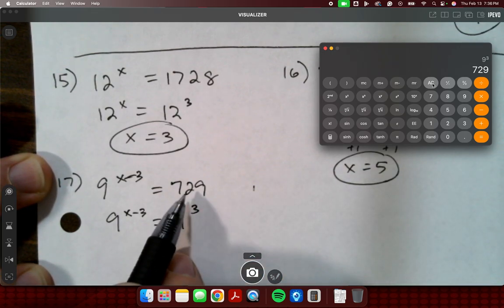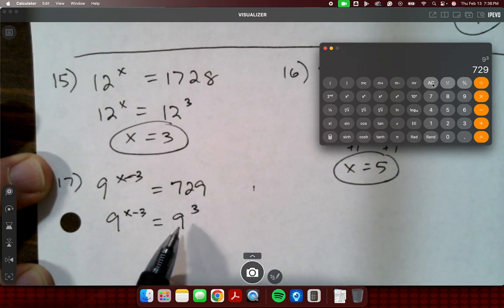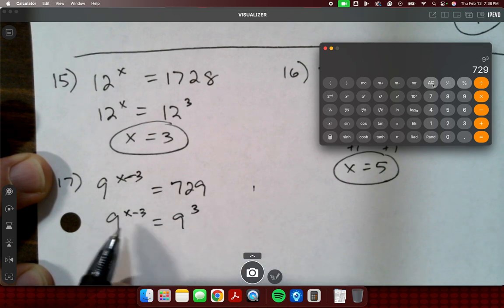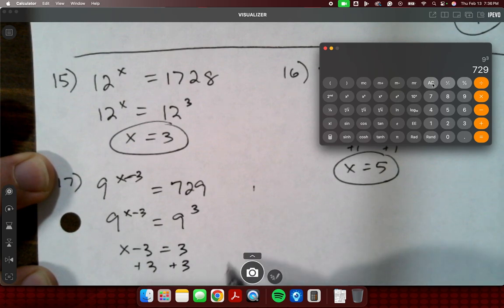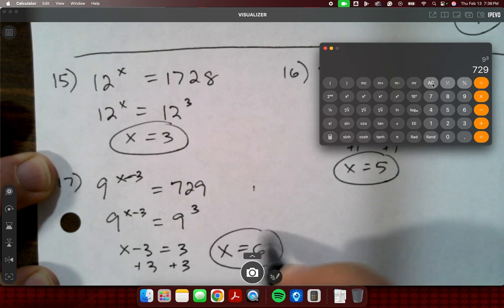So we've converted 729 to something that's equal to it, 9 cubed. Because now that the bases of these are the same, the exponents are also the same. So we add 3 to both sides, and we get x equals 6.